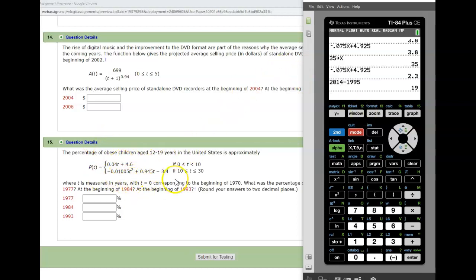This one is piecewise, and we know how to put piecewise in, but you could do them one at a time for the values.